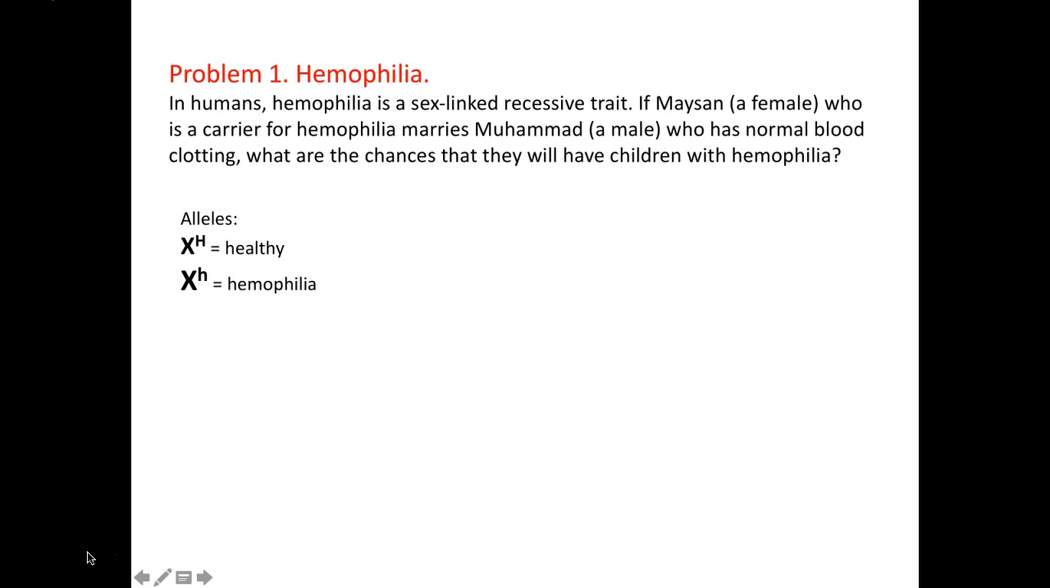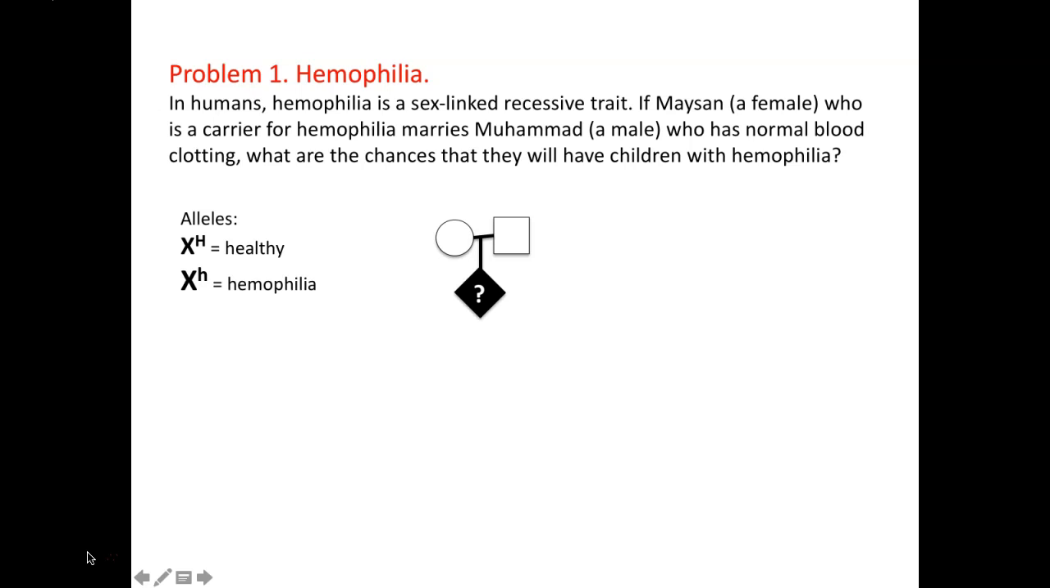Okay, so my first problem is that hemophilia is the recessive trait, and the female, Mason, is a carrier, whereas Mohammed, the male, has normal blood clotting. And so we want to know what are the chances that they will have children with hemophilia.